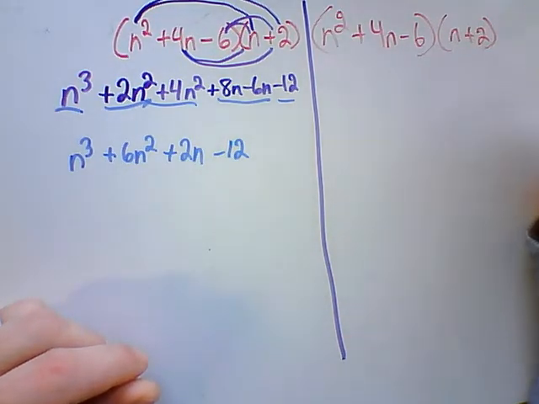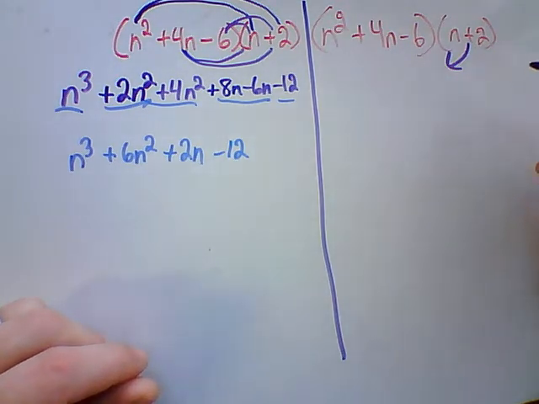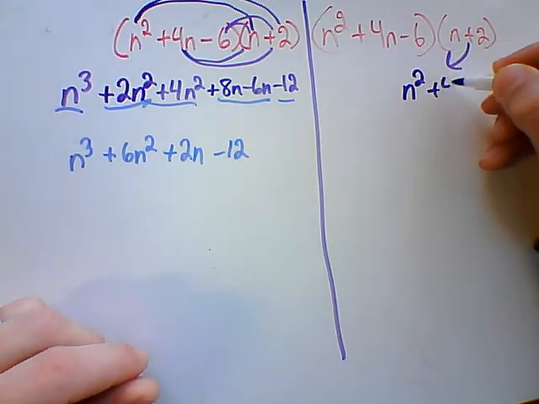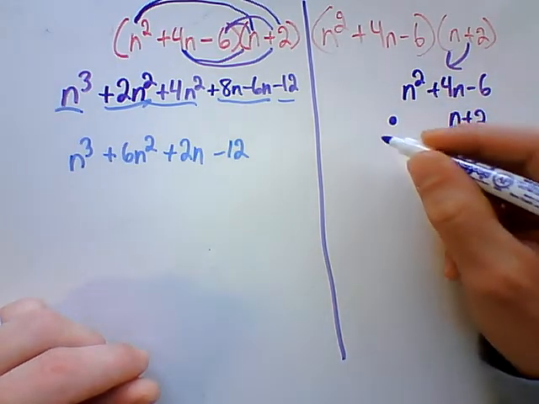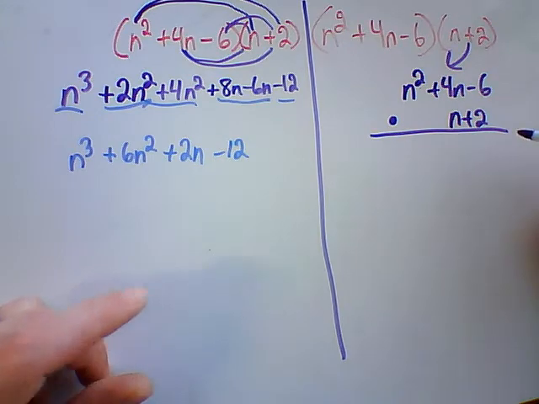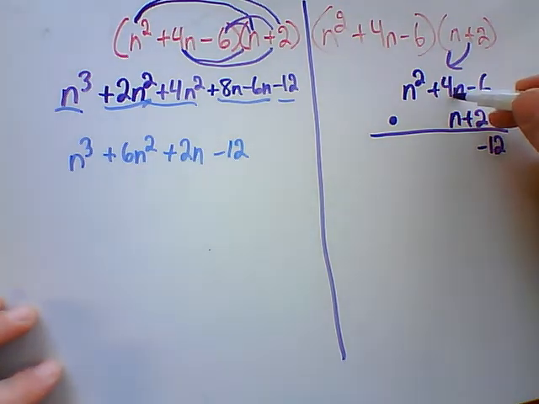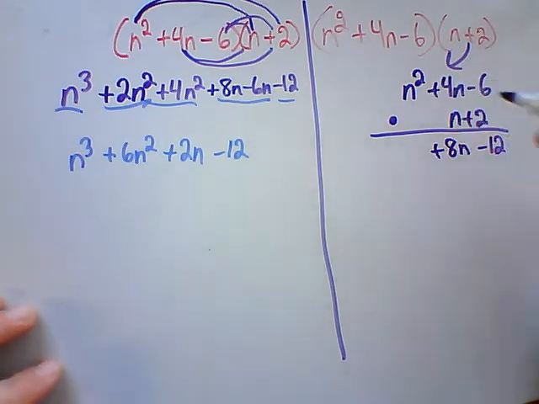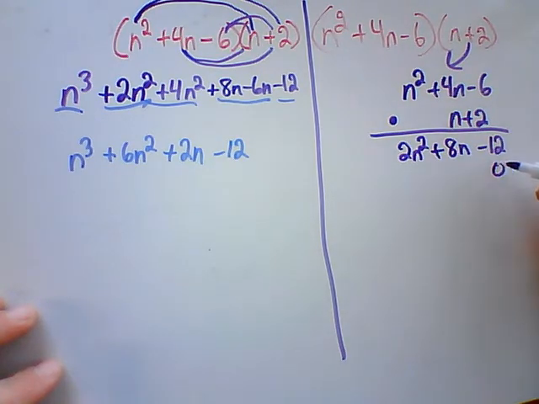Again, same idea. I'm going to take this guy and move him down, but I'm going to rewrite this a little bit over here on the side so I have more space. N squared plus 4n minus 6 times n plus 2. Right? And again, it's going to be the exact same thing, just backwards. So 2 times negative 6 is negative 12. 2 times 4n is 8n, and it's positive. 2 times n squared is 2n squared. Put my little 0 to hold my place.